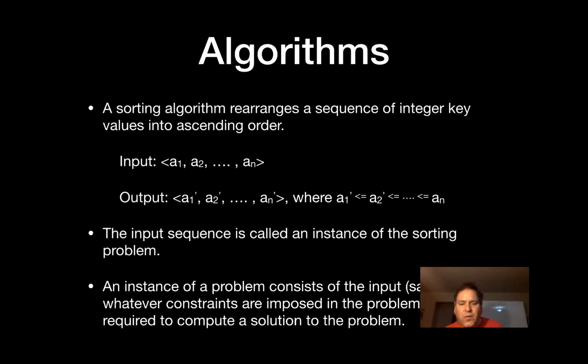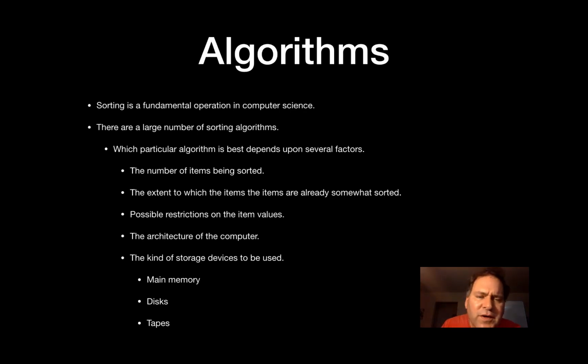And the input sequence is called an instance of the sorting problem. An instance of a problem consists of the input satisfying whatever constraints are imposed in the problem statement required to compute a solution to the problem. Sorting is a fundamental operation in computer science. There are a large number of sorting algorithms.